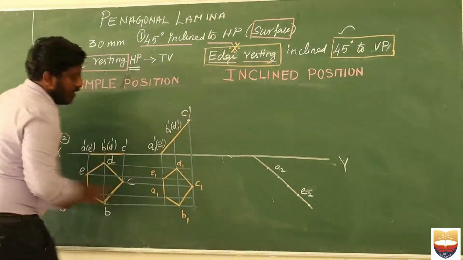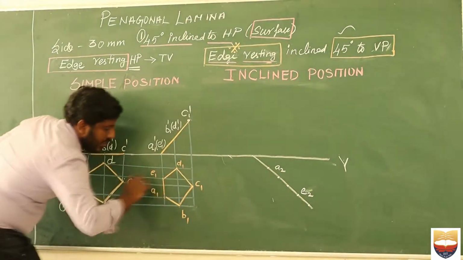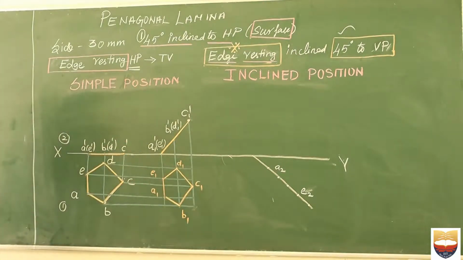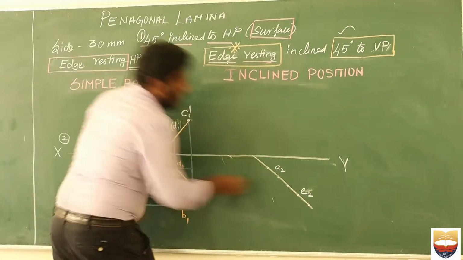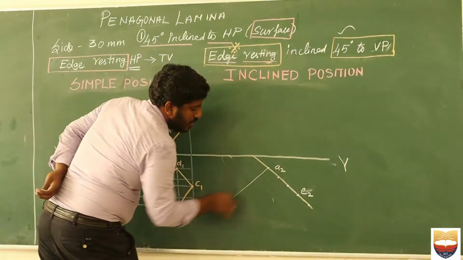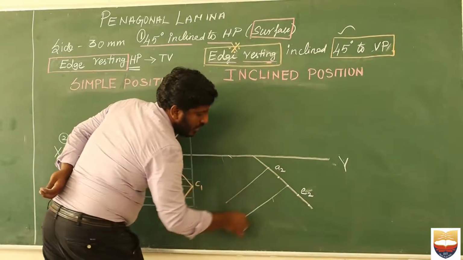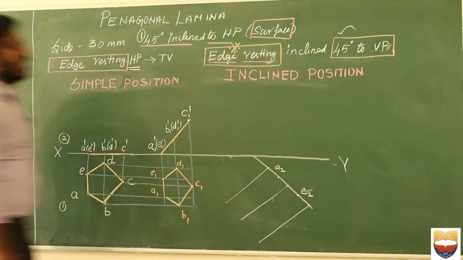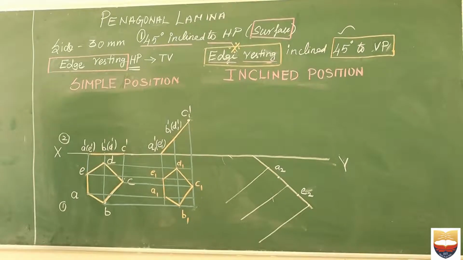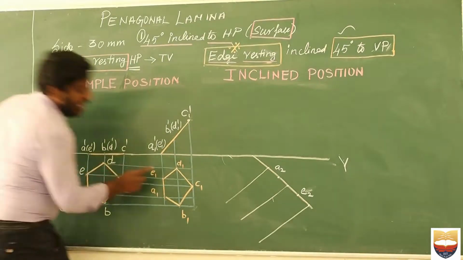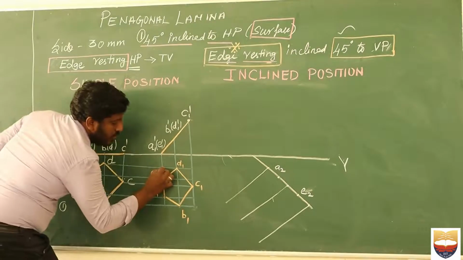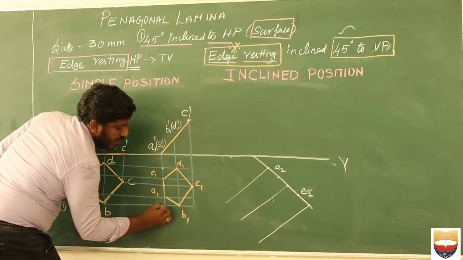See here, these lines are perpendicular to my A1, E1. Similarly, you try to draw lines which are perpendicular to your A2 and E2. So now these lines should be perpendicular to A2, E2. Now see here. So I have this particular intersection. Now I have drawn this point, and this point.